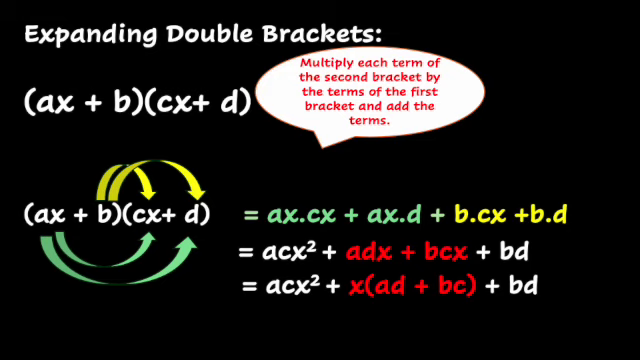Now consider second and third term in red. You can see x is common to both the terms. So we can take x common and write the next step as acx square plus x times ad plus bc in the bracket plus bd. So this is our final expression.